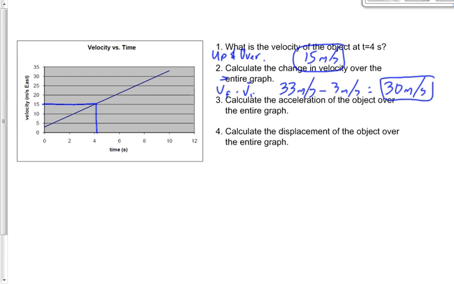Calculate the acceleration of the object over the entire graph. Well, acceleration is the slope of the graph, but acceleration is also delta V over delta T. The easiest way to find this is to say delta V over delta T. We just got delta V. It's 30 meters per second. Delta T is 10 seconds.